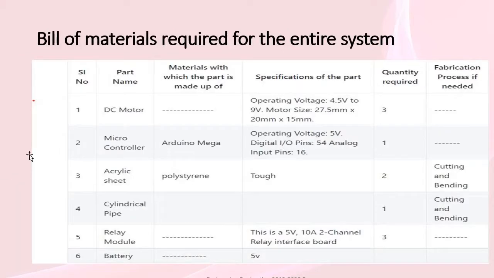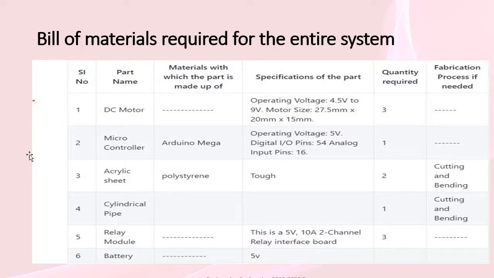Then we come to the bill of materials required. So we are using a DC motor with the specification operating voltage 4.5 volt to 9 volt, and the size is 27.5 mm by 20 mm by 15 mm, and the quantity required is 3. And the second part is the microcontroller, which is an Arduino Mega. The specification of the microcontroller is operating voltage 5 volt, digital input output pins 54, analog input pins 16, and the quantity required is 1.